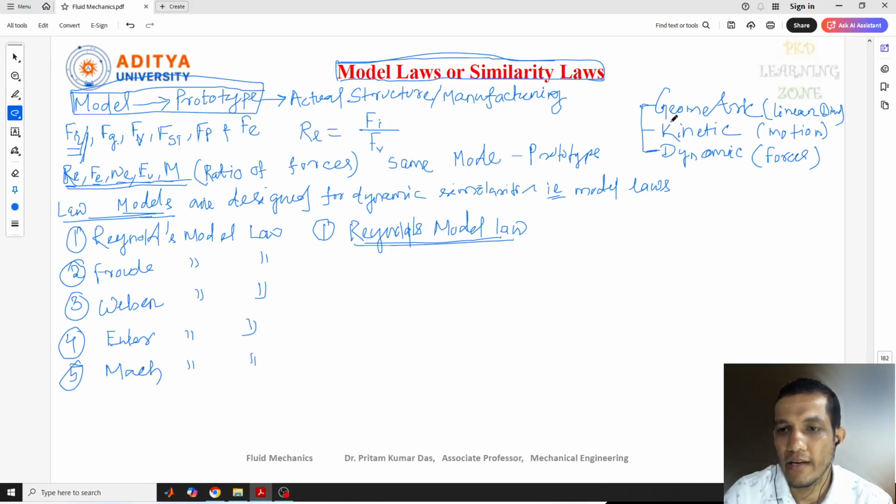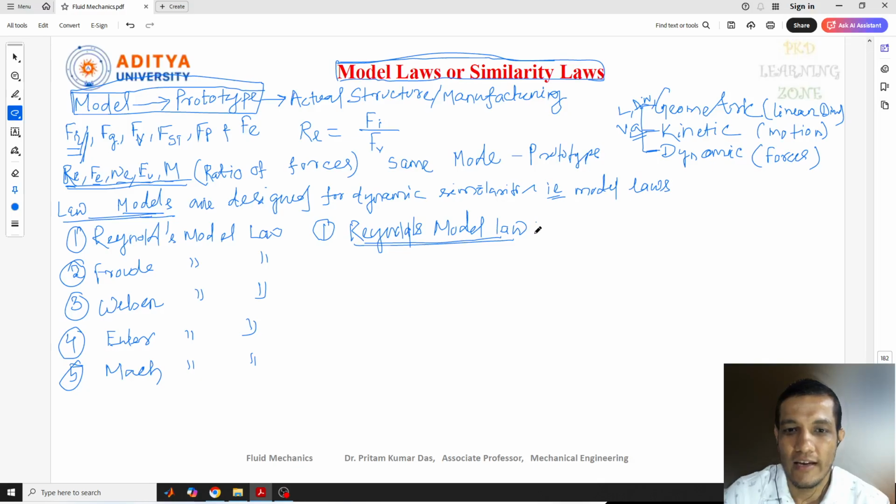In the geometric case, it is mostly the same. In motion, only velocity and accelerations are there, so you can keep them the same. Here only lengths, diameters, width and breadth are there, and they will be equal. But in dynamic conditions, a number of forces are there. So that's why the difficulty came here.